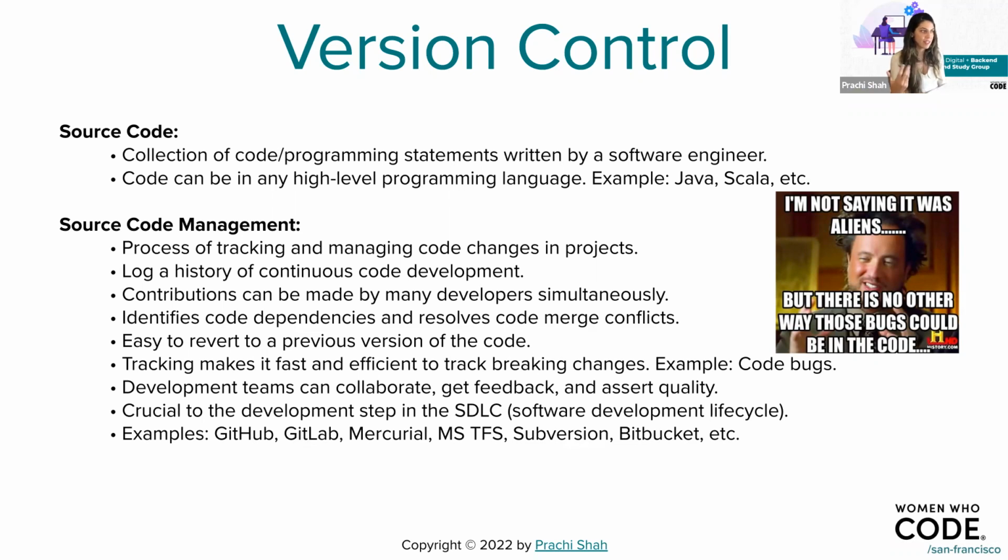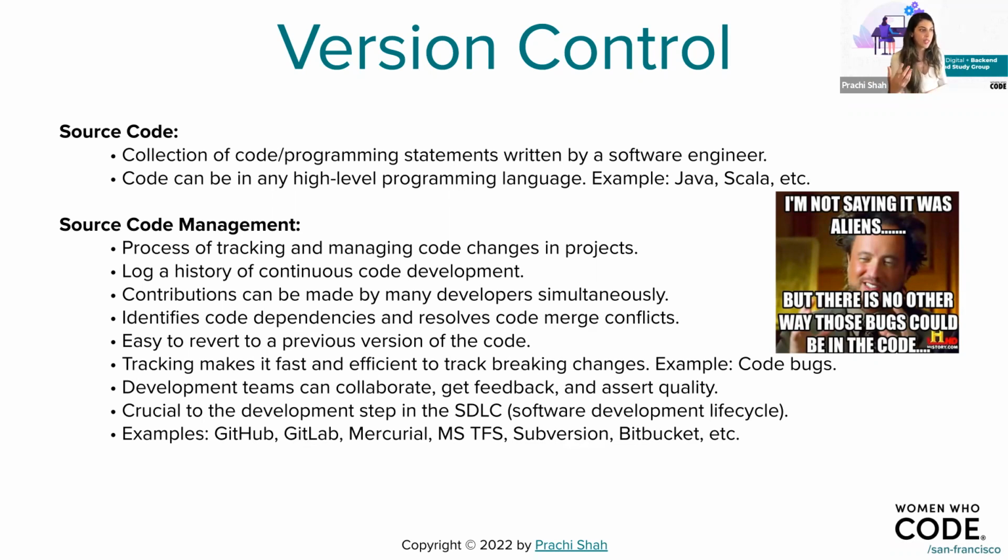Tracking makes it fast and efficient to track breaking changes, like I mentioned, right? Any kind of code bugs. You can always say, yesterday I committed code and today I committed some more code, but now I'm having all sorts of issues. So I want to revert to yesterday's commit, or yesterday's code, and then research what changes I made and what's the effect of those changes.